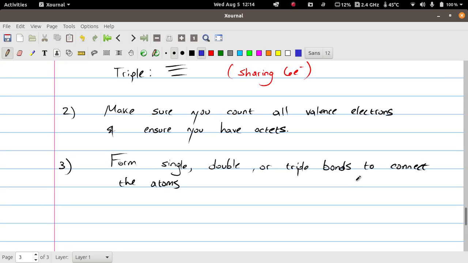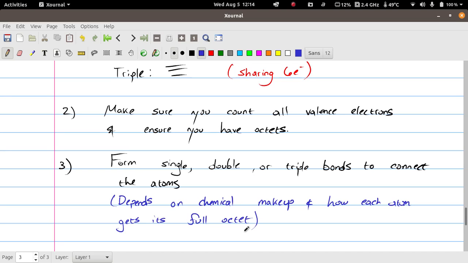All of this is dependent on chemical makeup and how each atom gets its full octet. So let's write that down. Depends on chemical makeup and how each atom gets its full octet.